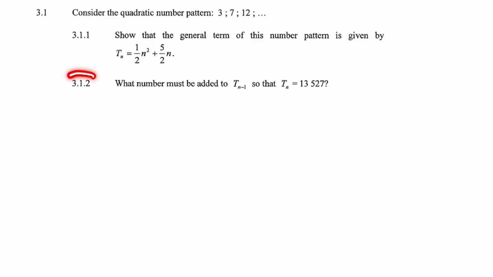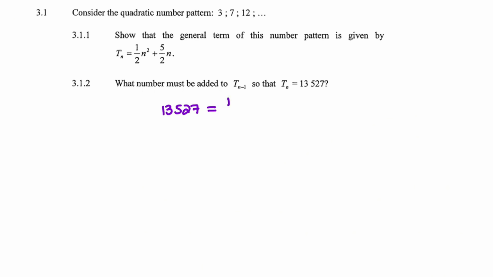The second question says, what number must be added to Tn minus 1 so that Tn is equal to 13,527? So what I would like to do is find the position of 13,527.